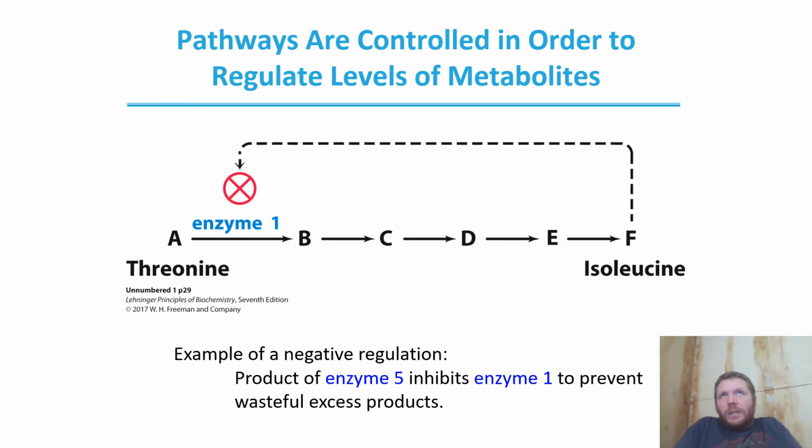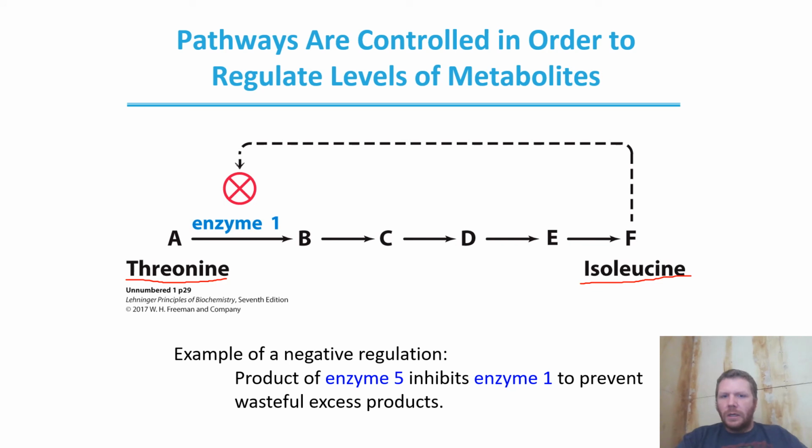Now, pathways are controlled, whether they're signal transduction or metabolic pathways. They're going to be controlled in a couple of unique ways. For instance, here we have the metabolic pathway that takes the amino acid threonine through some level of catabolism. And one of the intermediates in that pathway also happens to be an amino acid, isoleucine.